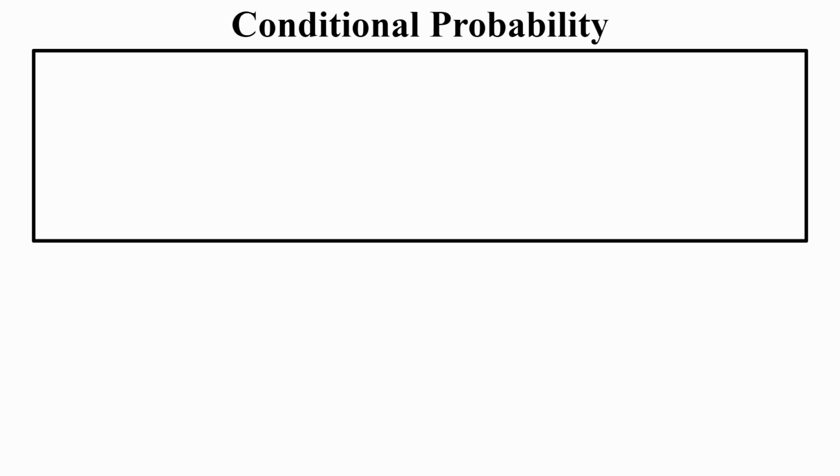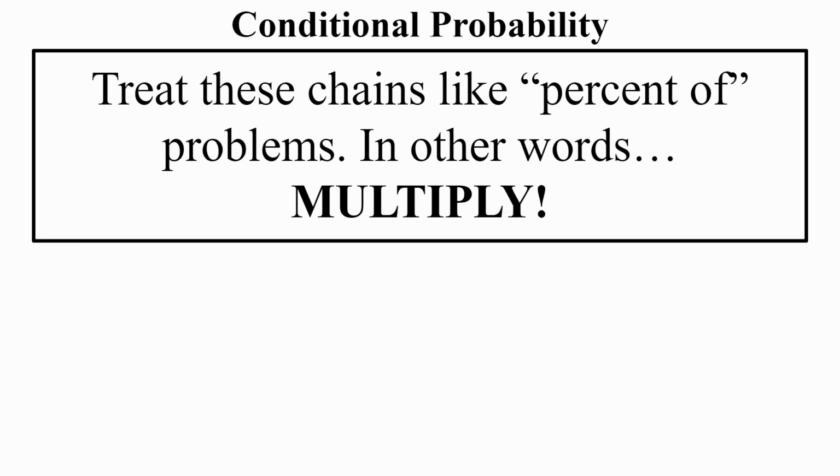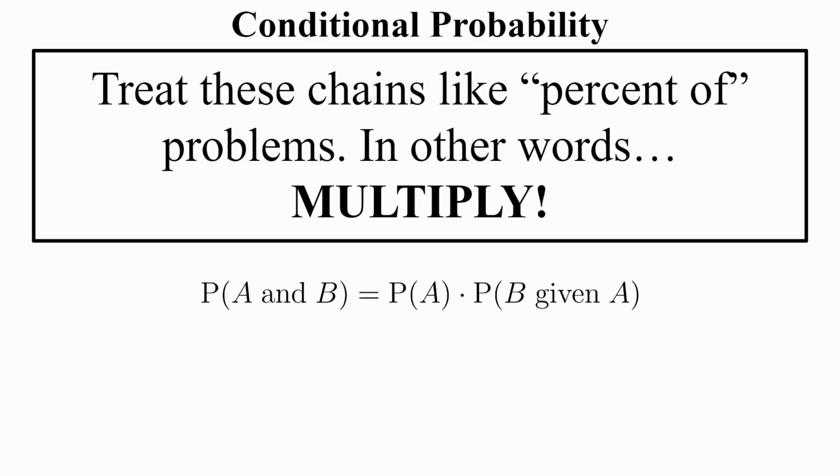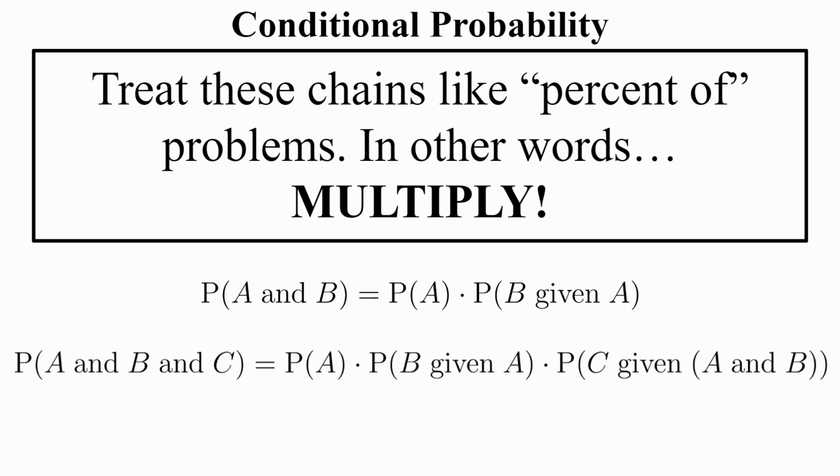Okay, conditional probability. For these kinds of word problems, you can just think of it like percent. All we're going to do is multiply them together. I just put this on here. You don't have to know this. I just put this on here in case someone asked me about it.